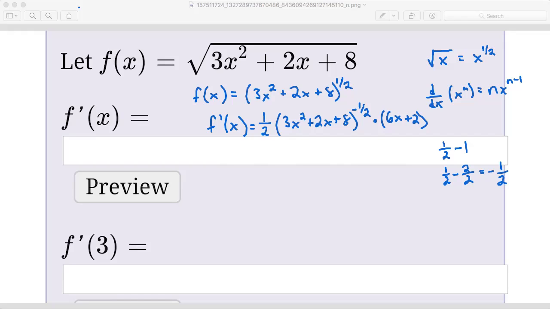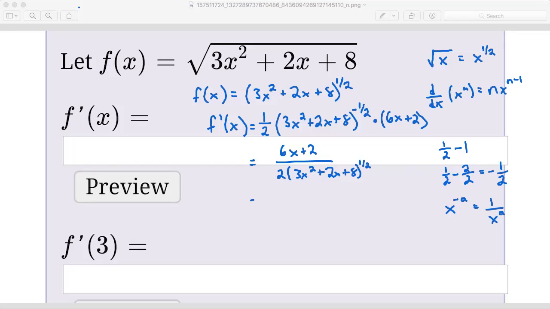So from here, we can just simplify because usually you don't want to leave a negative exponent. So let's move the negative exponent to the denominator with the 2, and the 6x plus 2 will be left on the top. So we'll have 6x plus 2 over 2 times 3x squared plus 2x plus 8 to the power of positive 1/2, because there's a rule that says that if we have x to the power of negative a, that's equal to 1 over x to the positive a. So if you move it to the other side of the fraction, it changes the sign of the exponent.